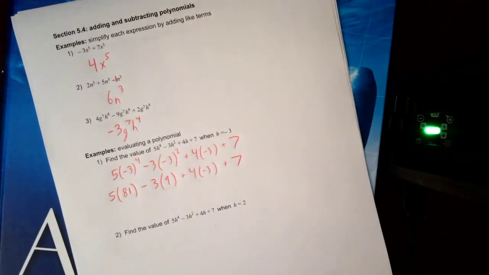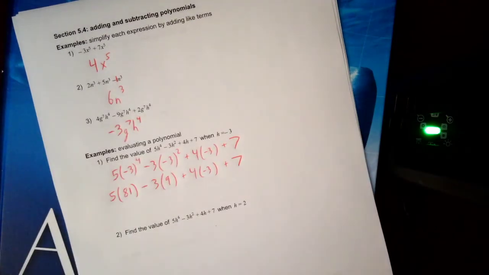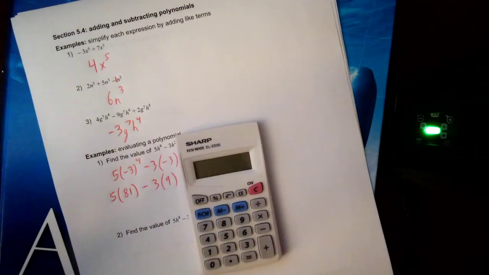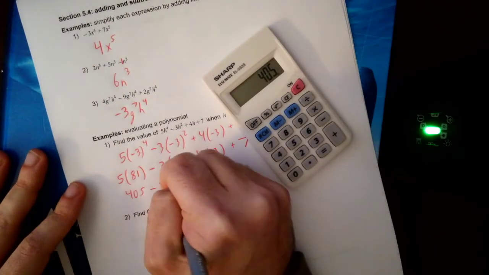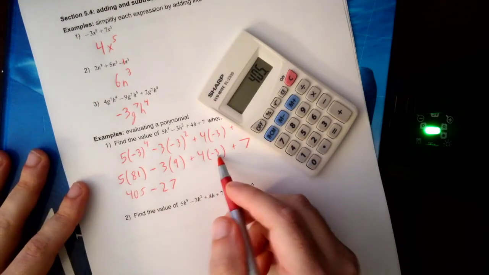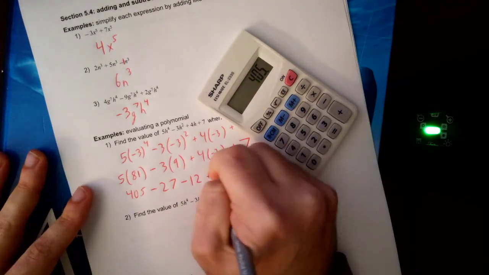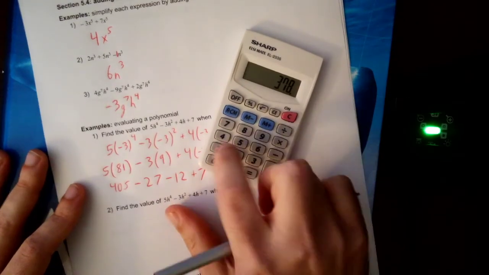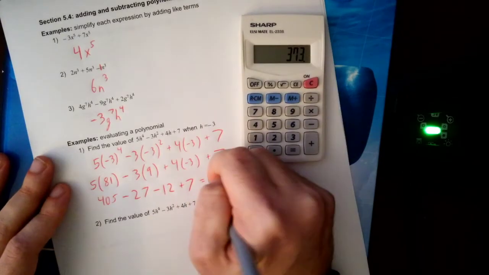And now we can look at the multiplications. Next we would do multiplications. 5 times 81 would be 405. Minus 27, 3 times 9. Positive 4 and negative 3, I can rewrite that as minus 12, right? And then we add 7. So 405 minus 27 minus 12 plus 7 gives me 373 as my answer.